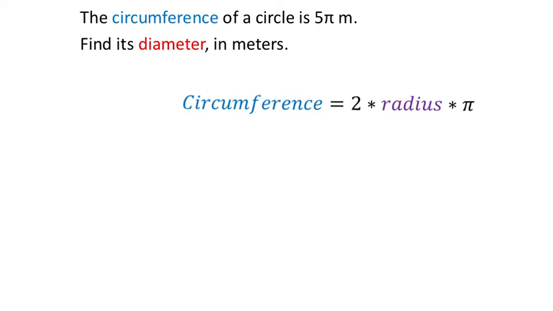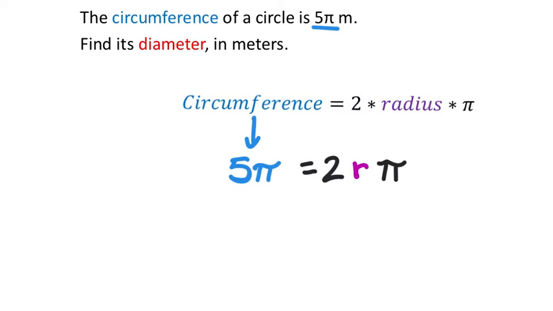The circumference of a circle is 5 pi meters, find its diameter. Okay, well, we can start by finding the radius, which isn't too bad. So the circumference, they've said, is 5 pi, so I'm going to replace the circumference with the value they've given us, 5 pi. So this would be equal to 2 times the radius. So 2 times r times pi.